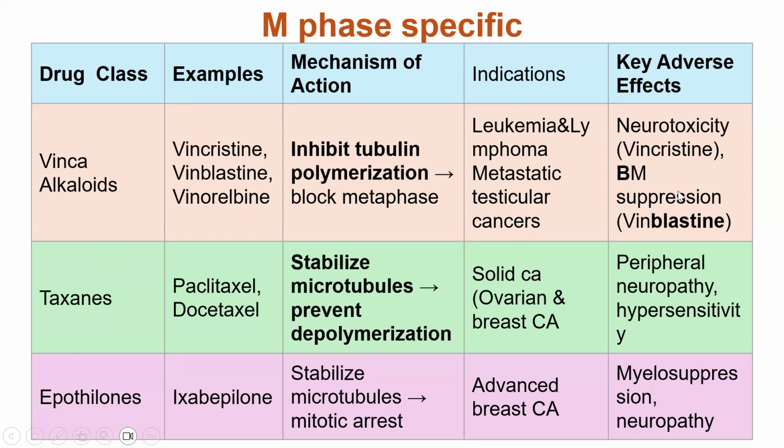And these are adverse effects. Bone marrow suppression, vincristine neuropathy, neurotoxicity. Taxanes, paclitaxel, docetaxel, stabilize microtubules, prevent depolymerization, useful in solid CA, mainly ovarian and breast CA. Peripheral neuropathy and hypersensitivity are common.